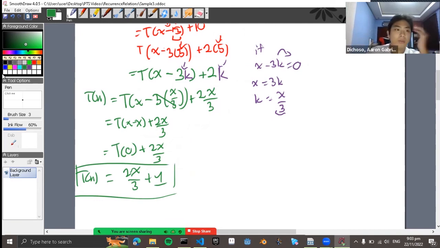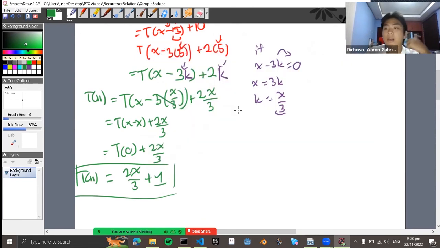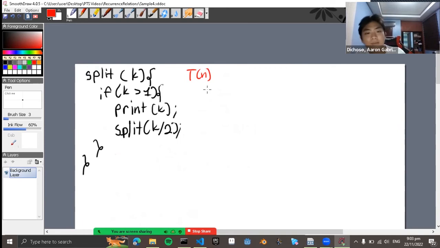Okay? Lastly, let's try one last example. However, instead of decrementing, this function here will be dividing. Iba naman, dividing naman siya. Same methods pa din, try natin. I'm going to use the substitution method. Personally, I think it's more efficient. Once you get the hang of it, mas mabilis siya gawin, mas madali. But it's up to you what method you want to use.